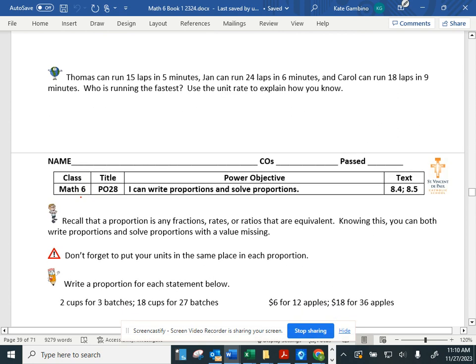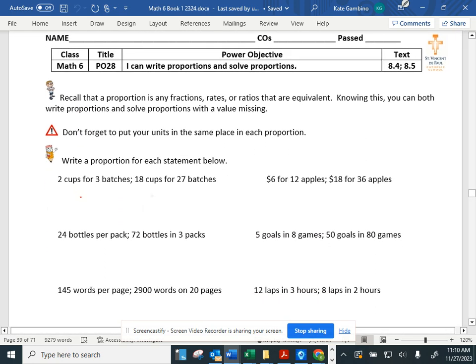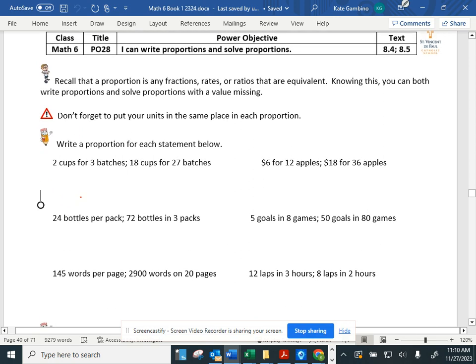So if we had, maybe it was the proportions that we have to do. All right, proportions. So PO 28, this is our last objective. PO 28. So proportions, we want to make those equivalent ratios. So we're looking at those equivalent. We're going to see what we multiplied the top and bottom by to get to our missing thing.